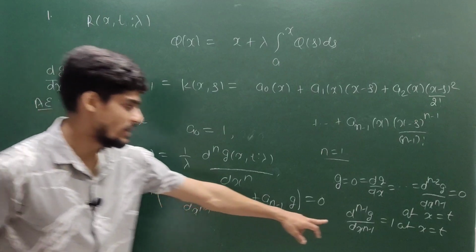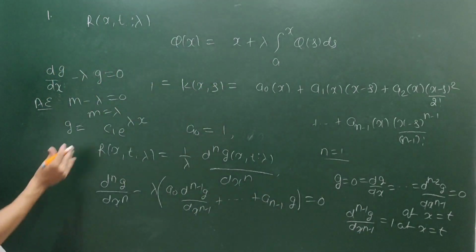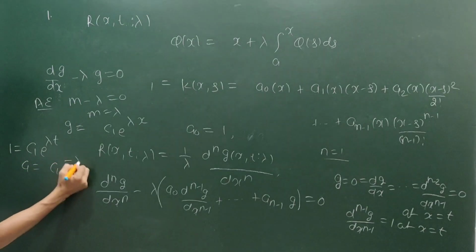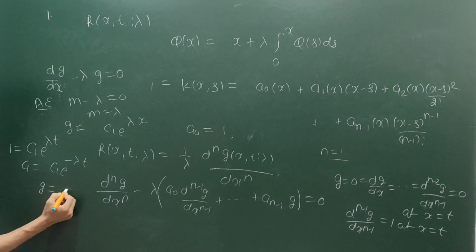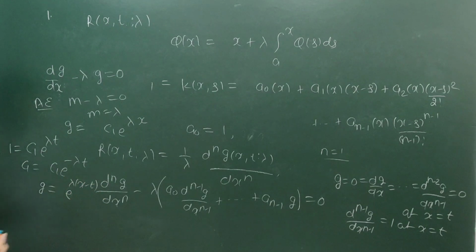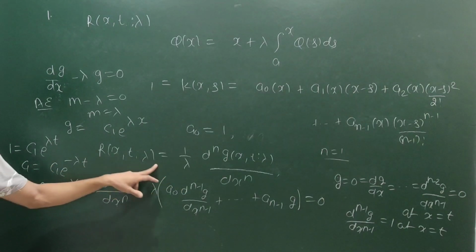Now we have the condition that at x equal to t, g is 1. So 1 = c1 e^(lambda t), and your c1 will be e^(-lambda t). So your g will be e^(lambda (x - t)). This will be your g, and once you have g, you have your R(x, t; lambda).